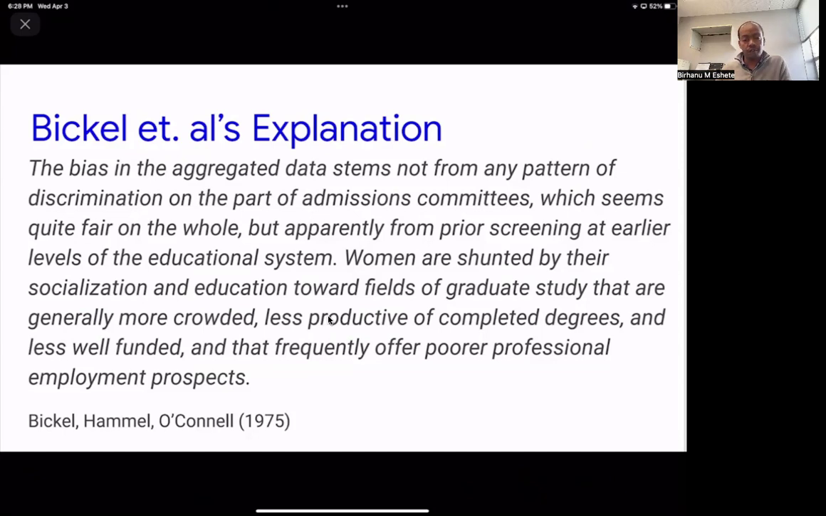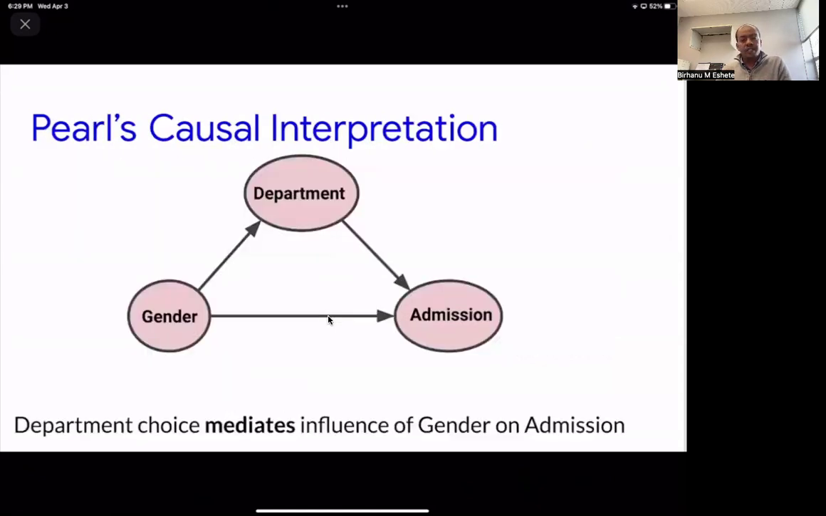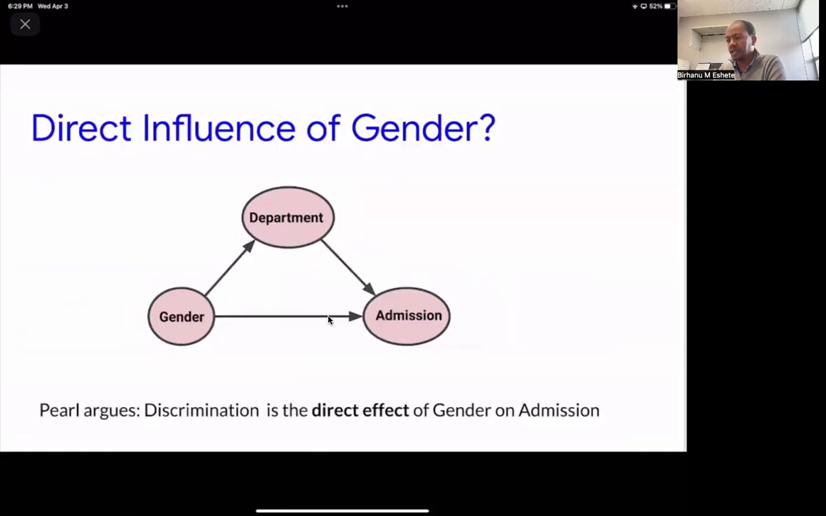So as you can see, the root cause of the bias is not really the fact that the admission committee is biased against women intentionally. And also the statistics on the surface don't really reflect what is actually going on. Motivated by this, Judea Pearl, the author of the book on causal reasoning, articulated this, for example, taking department, gender, and admission as nodes and creating the causal connection between the entities here, the nodes here. So department choice mediates the influence of gender on admission, right? That's Pearl's causal interpretation.